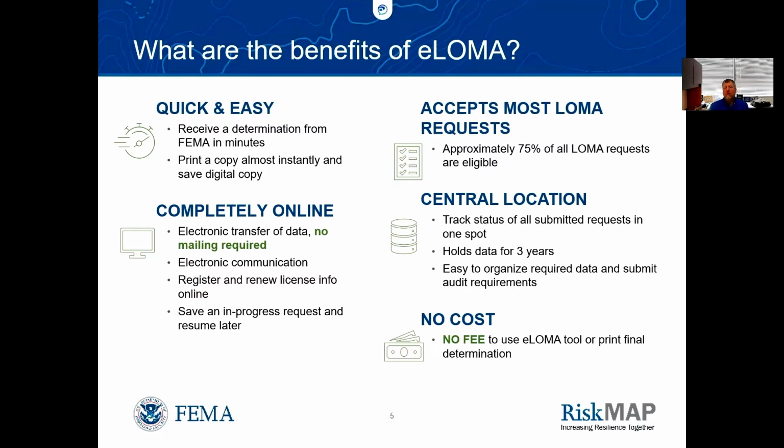Everything's kept at a central location in the mapping information platform. All of the supporting data that's uploaded by the licensed professionals is saved in the MIP. The licensed professionals can see all of the required data that they've submitted. If they've had to make changes to some of that supporting data, they can see where they've made changes and saved updates.